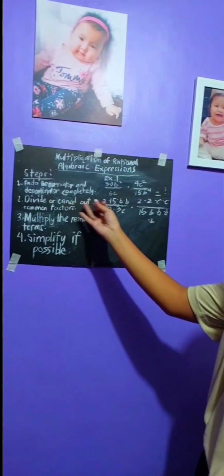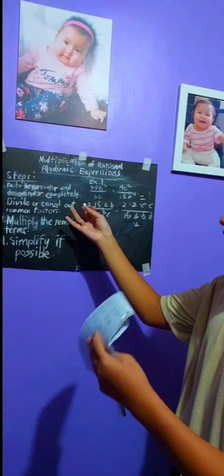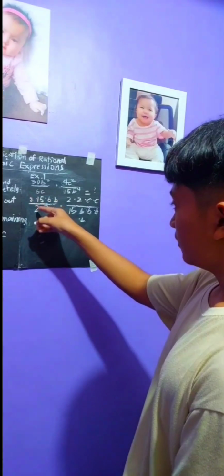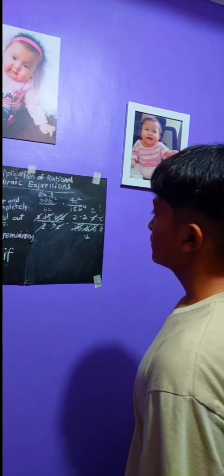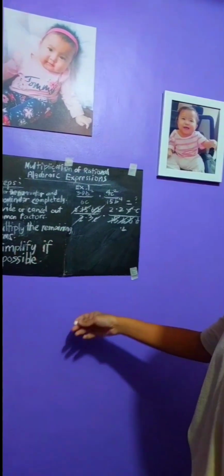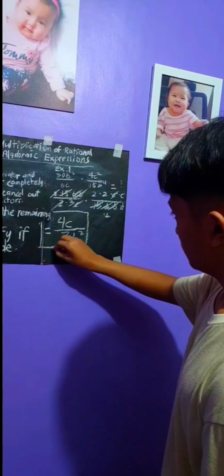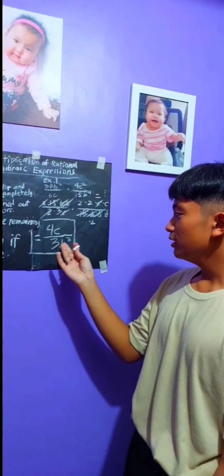Next, we're gonna cancel out the common factors. Meaning, kakancel natin yung magkaparehas. Kagaya nito. After that, we're gonna multiply the remaining terms. And this is our final answer, 4c over 3b squared.